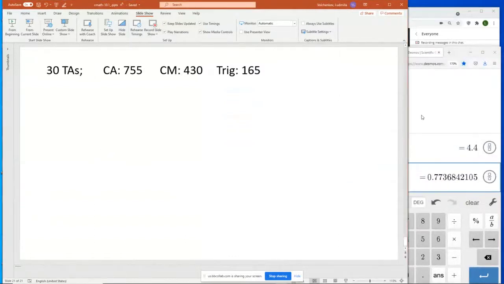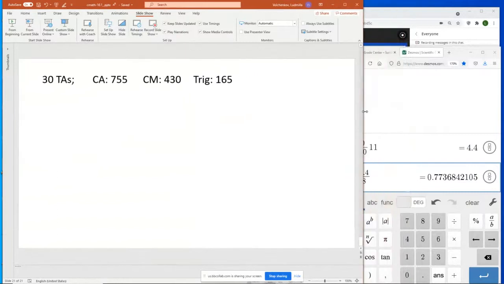Okay, suppose that we want to assign 30 teaching assistants to 3 different courses: college algebra, contemporary math, and trigonometry. And we will use the Hamilton method.